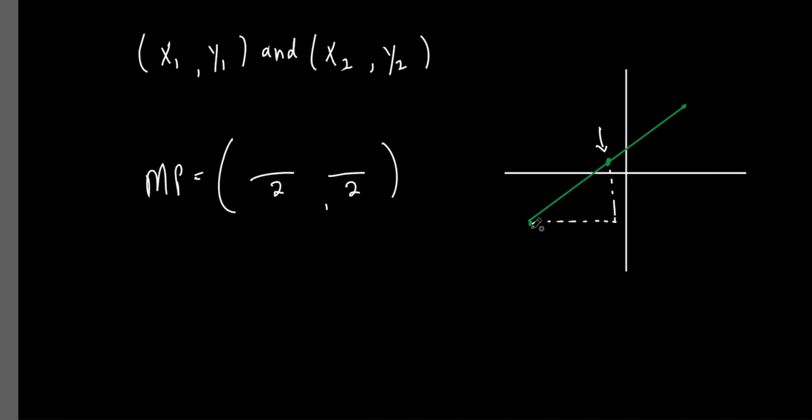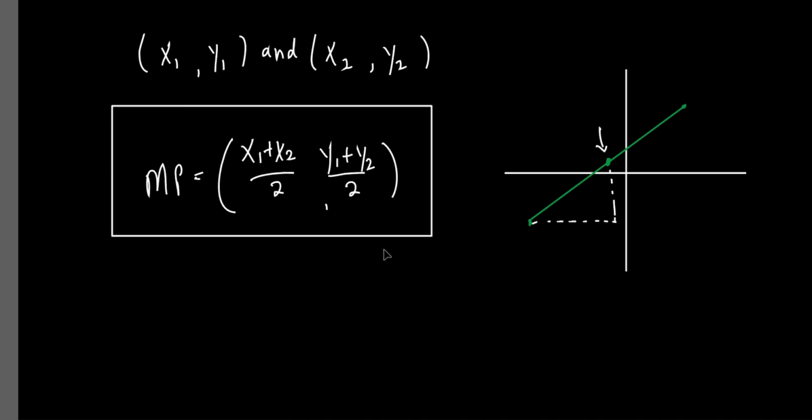Now, if I find the midpoint of the x direction, how do I find the x direction midpoint? x1 plus x2. How do I find the midpoint in the y direction? y1 plus y2. Let me try that again. Plus y2. And there you go. There's your formula.